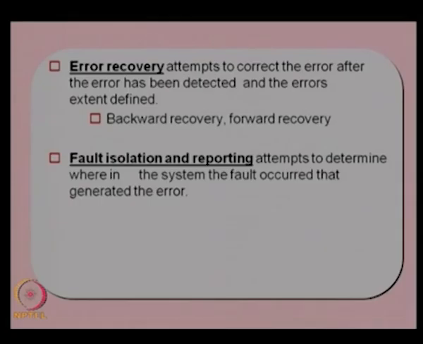In the next chapter we will discuss how to provide these functions using hardware, or what kind of hardware can be used for fault identification, isolation and reporting, as well as for other functions of error recovery, and prevention of the error from spreading. So all this can be done using hardware or software. These are the main functions to be provided in order to have a fault tolerant system.